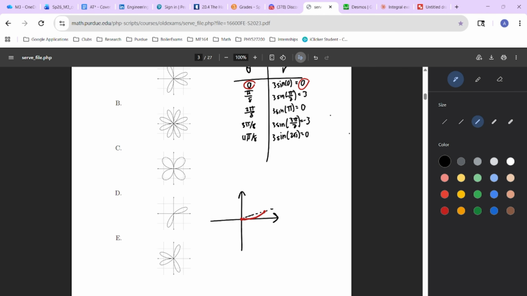So now we look at 2 pi over 8. We plug that in, we get 0. So we know that it has to return back to the origin, so it would follow a curve like that, returning back to r equals 0.